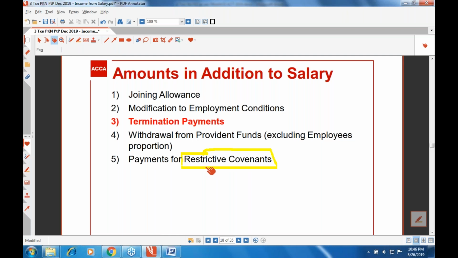When we talk about restrictive covenants, it actually means the restrictions that the employer has placed on an employee. Usually what happens is you place a restriction on an employee that we are giving you 1 million rupees. If you are going to leave us, then we'll pay you 1 million rupees, and that 1 million rupees is a compensation for not joining our competitor. So now let's try to understand this. This is actually payment for restrictive covenant, and this is an amount in addition to salary. This also needs to be included.